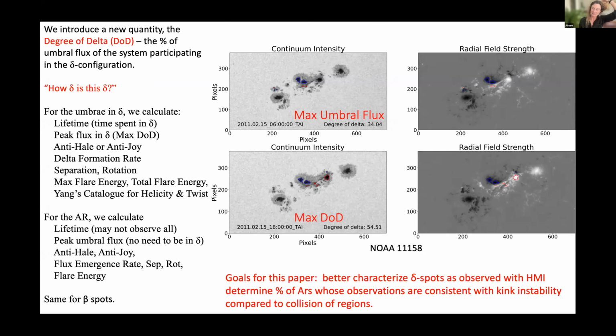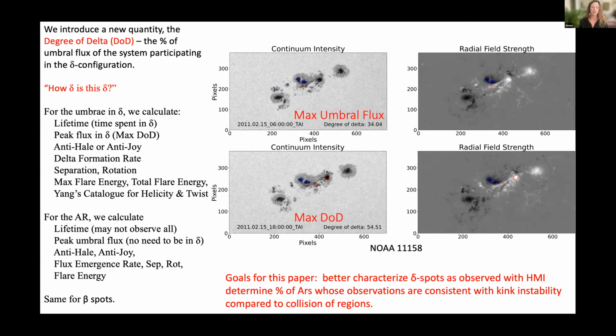So a delta spot is, in essence, when you have two umbrae of opposite polarities in the same penumbra. And it's an interesting magnetic configuration that is quite energetic, and delta spots host a lot of flares and are the origins of many CMEs during the cycle. So it's really interesting for space weather and other things. So how do we get these delta spots?